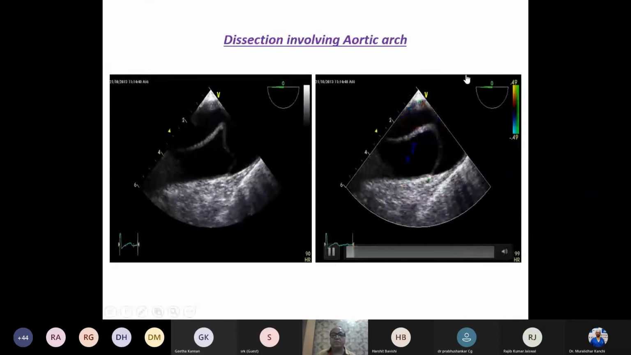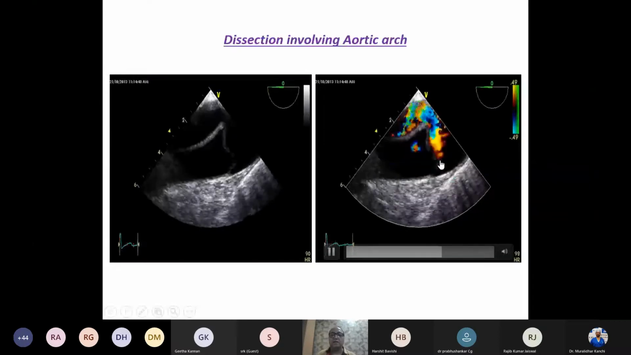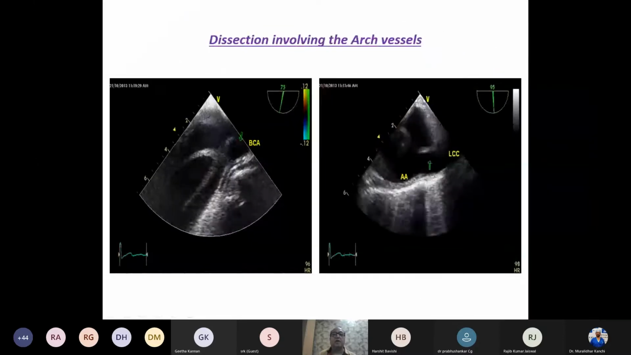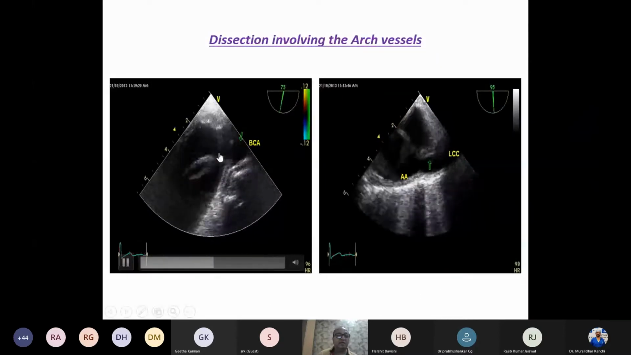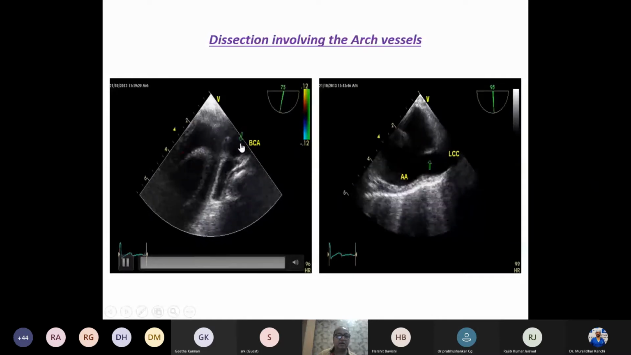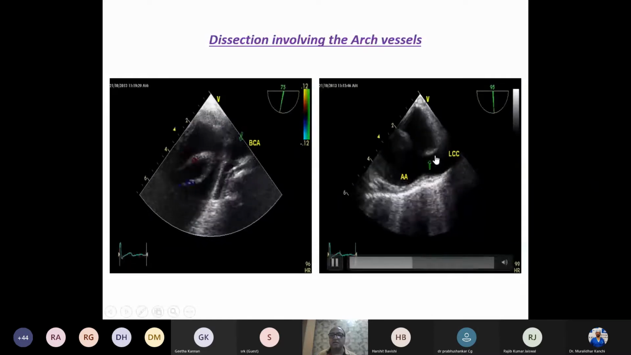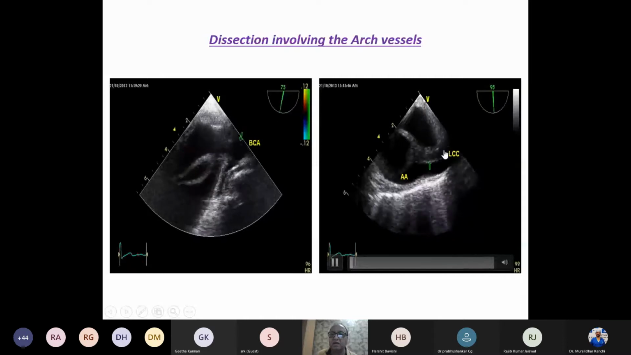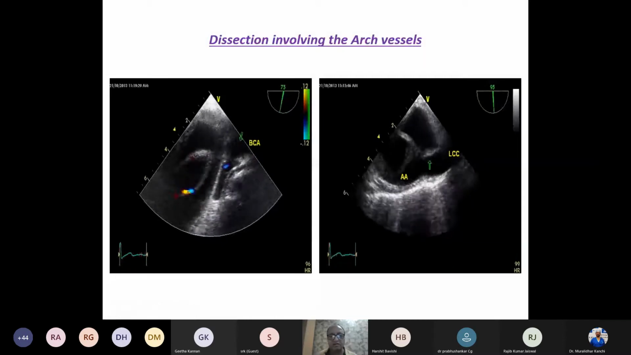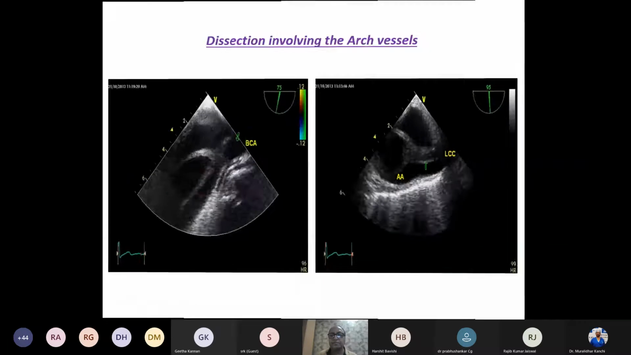This is a dissection flap in the aortic arch. You can make it out in the distal aortic arch. Now, if you see here, the intimal flap is involving the brachiocephalic artery. And here you can see it is involving the mouth of the left common carotid artery. Here, of course, this requires surgical correction by debranching.